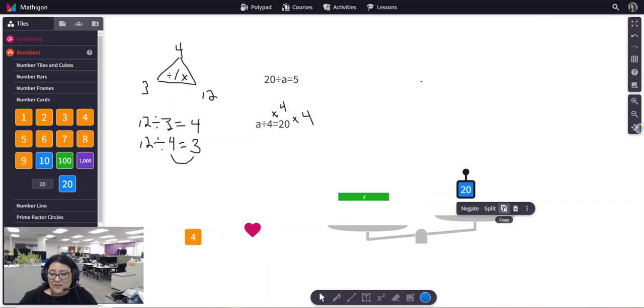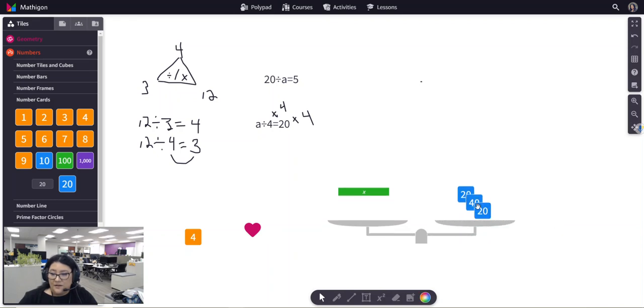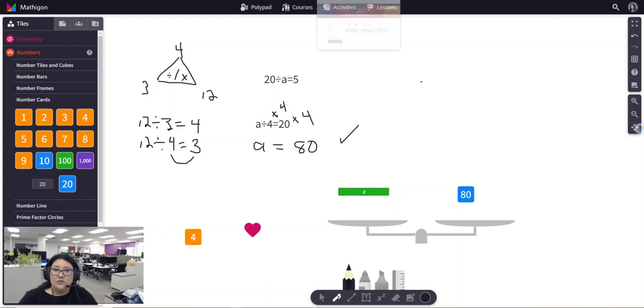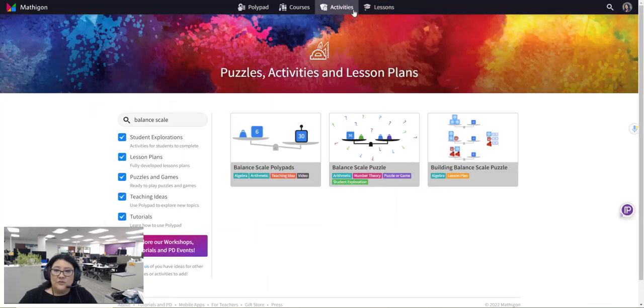So I also need to multiply, oops, merge, multiply this by 4. And we can create that. So here we go. I now have a equals 80. Put it back into the equation to make sure it's right. So we have 80 divided by 4 equals 20. Yes, awesome.